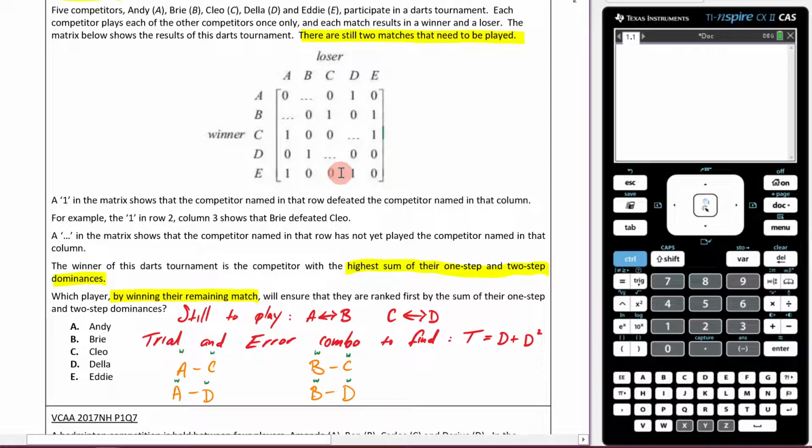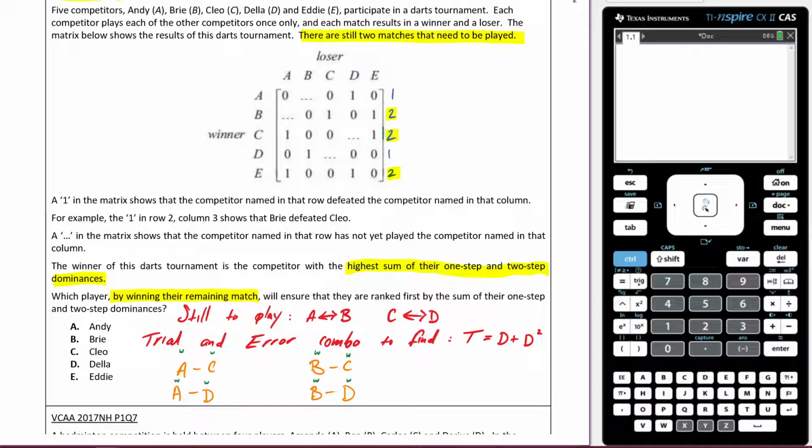There is a common sense way to begin this question as to which of these trial and errors you begin with. And that is by coming up here and saying, all right, who is winning at the moment based on their 1-step dominance? Well, A has only won 1 match against D. B has won 2 matches against C and D. C has won 2 matches against A and E. D has only won 1 match, and E has won 2 matches. So as you can see here, based on their 1-step dominance, E, C, and B are all on 2 wins.